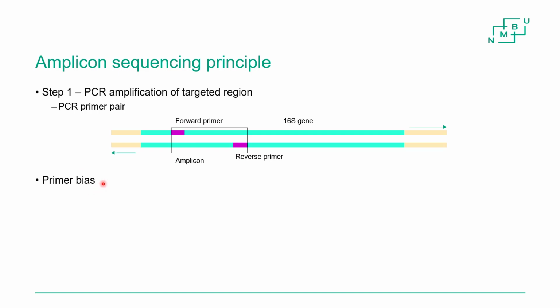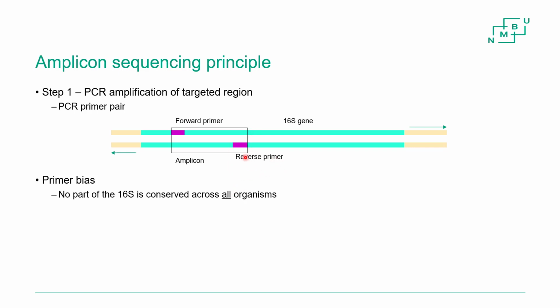And primer bias. What do we mean by primer bias? The point is, no part of the 16S is conserved across all organisms. So these primers, right, they must match exactly, and they do so in many versions of the 16S, found in many organisms, but not all.